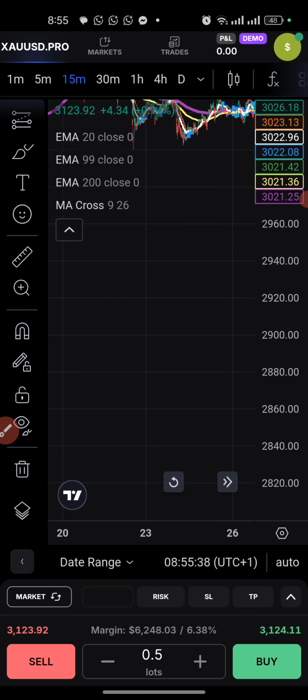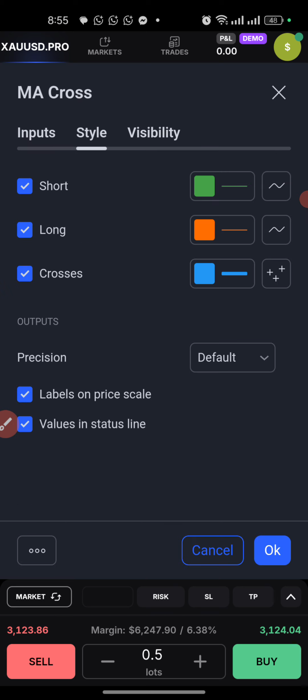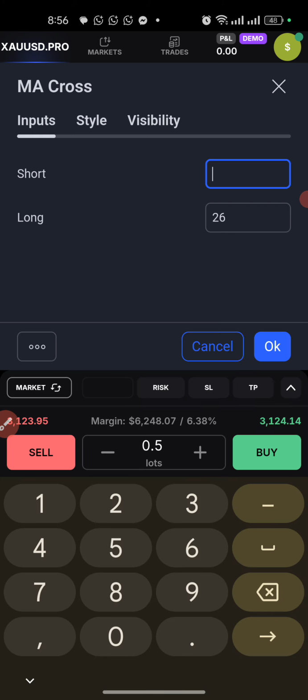Okay, and good. So now we come and adjust the settings for the MA cross. This is the MA cross. When you tap on it, go to the settings. So under inputs, for the short, we'll put 5. So that's our 5 EMA. For the long, we'll put 25. That's our 25. Sorry, MA, not EMA this time.